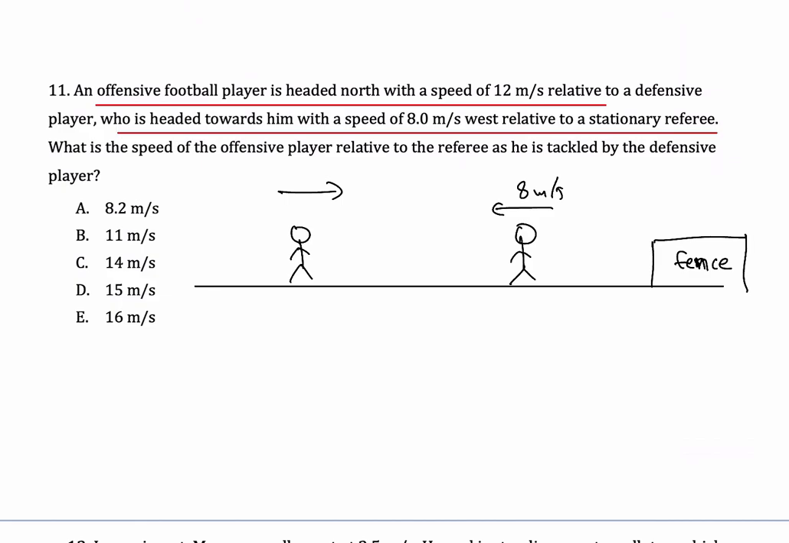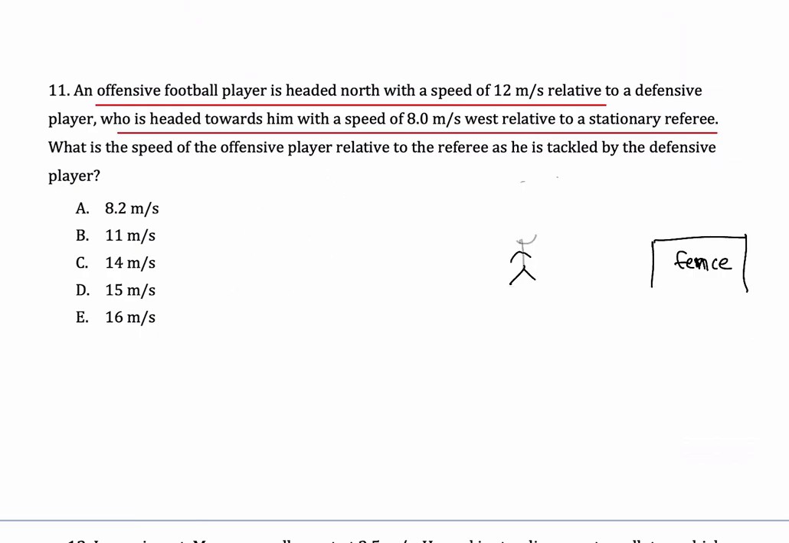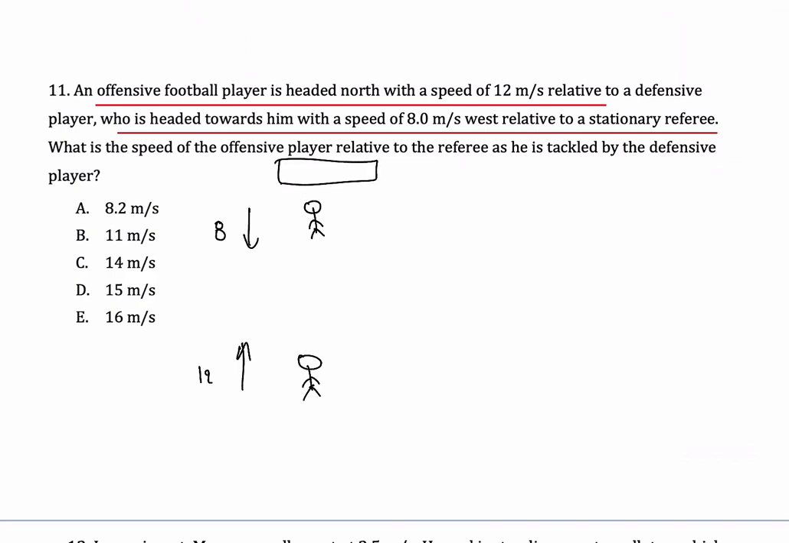Plus, but the offensive football player is heading... Actually, I should have written it. I didn't see the part that it is moving north, so maybe I should change my diagram a little bit. So this is the offensive football player moving with a speed of 12 meters per second north. The defensive football player is moving with a speed of 8 meters per second with respect to a fence that is not moving. This speed of 12 is with respect to the other player, so they are approaching with a speed of 12 meters per second.